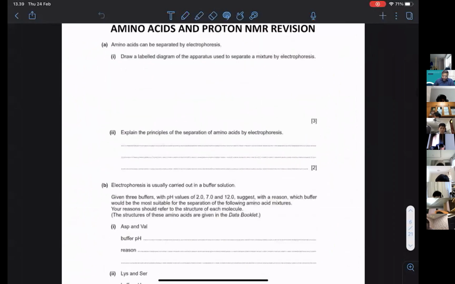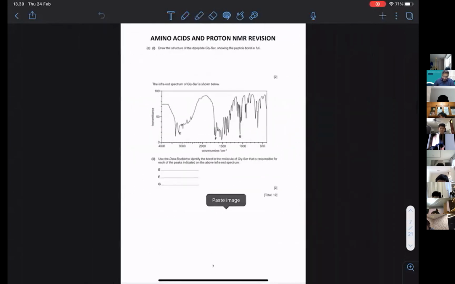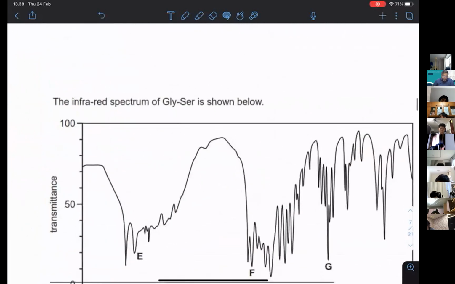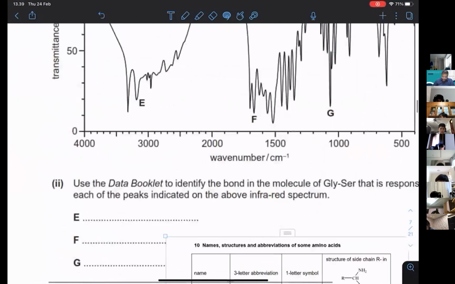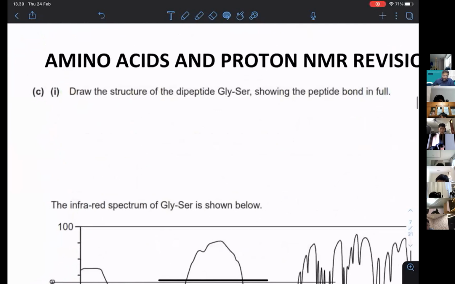I will just put it over here. Let's paste the image here first. Here, I want to look at glycine. Glycine is going to be H only. If I draw the structure of glycine, it has C, NH2, and COOH, and then you have hydrogen. So the R group is hydrogen.